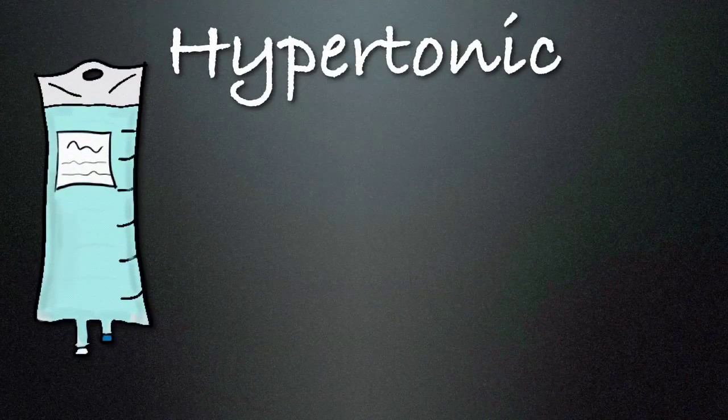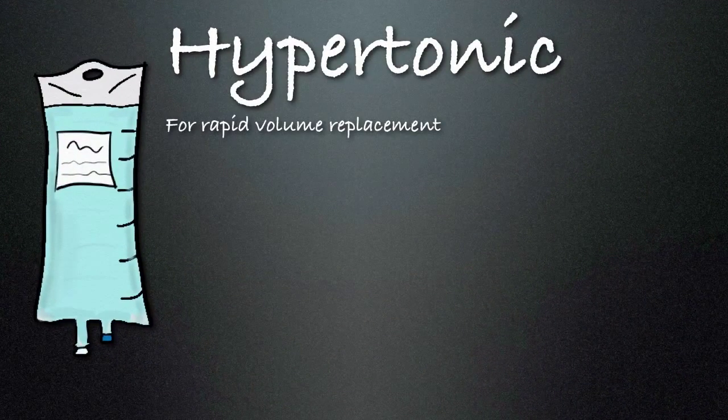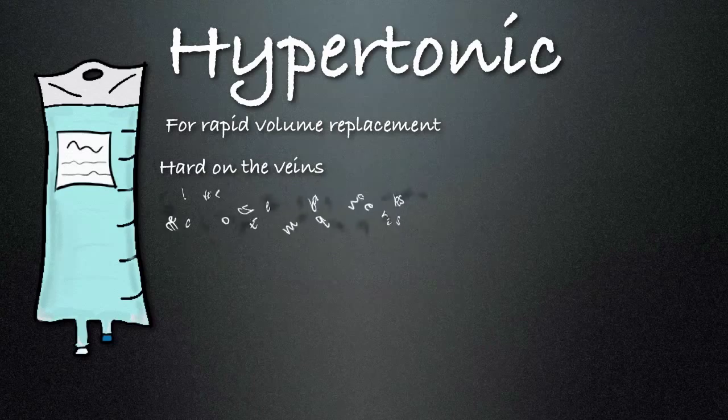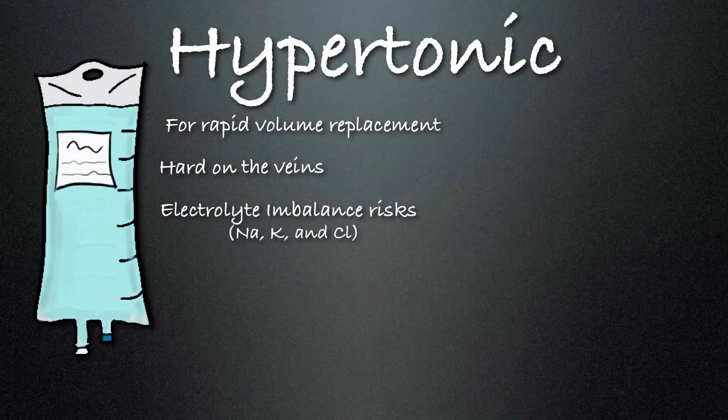Hypertonic solutions are primarily used for rapid blood volume expansion and are ideal for situations requiring rapid restoration of blood flow to the brain and vital organs, for example, in the emergency room with trauma patients. Because they are so concentrated, they are rough on the veins and may cause damage to them. They may also cause electrolyte imbalances, especially of sodium, potassium, and chloride in the body.